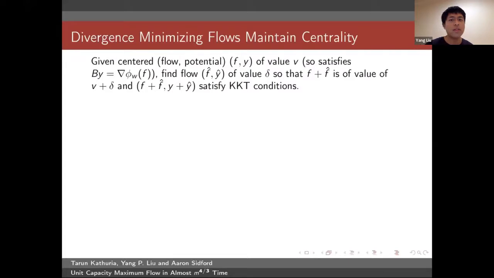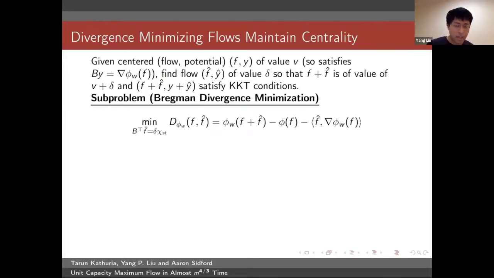So our goal is: we're given a flow f and y such that By equals the gradient of f, and f sends exactly v units. Now we want to send v plus delta units from S to T, and add some new flow f hat and some dual y hat to exactly satisfy the centrality condition for the next value. To do this, we're going to set up this Bregman divergence problem.